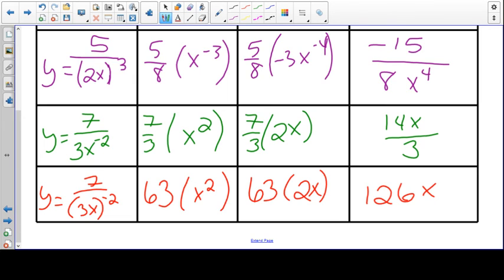So it is possible to take a problem that looks harder and make it simple. All you have to do is make sure you pull apart the constants, pull those out, and then go ahead and find your derivative over your x's then.